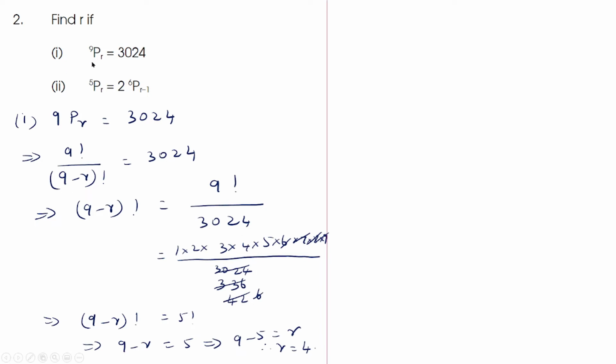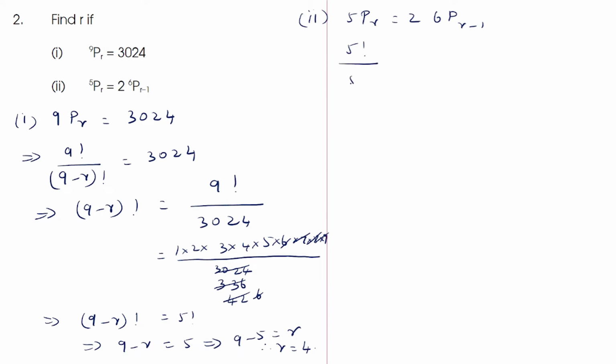So if nPr equal to 3024, we have r equal to 4. That is 9P4 is equal to 3024. Now moving on to the second subdivision. 5Pr is equal to 2 into 6P(r minus 1).